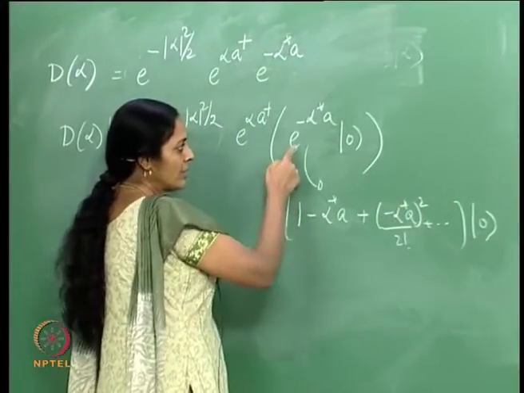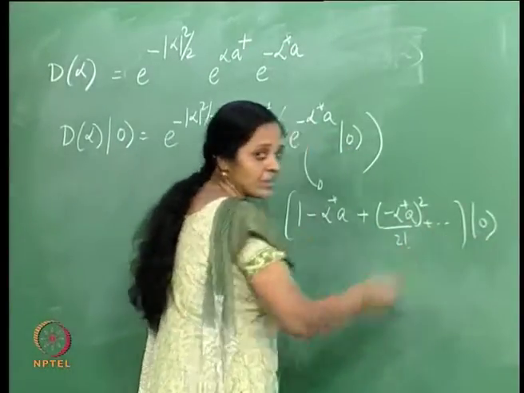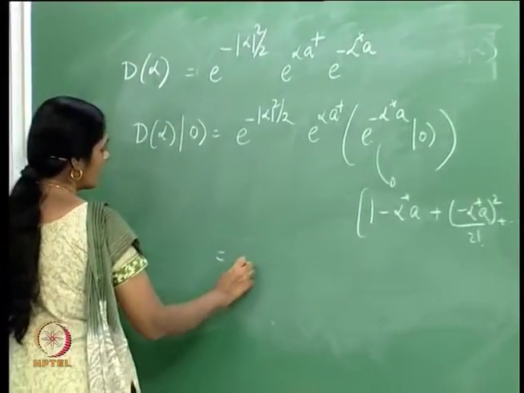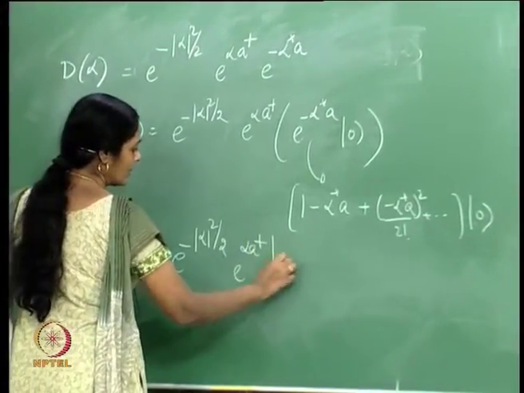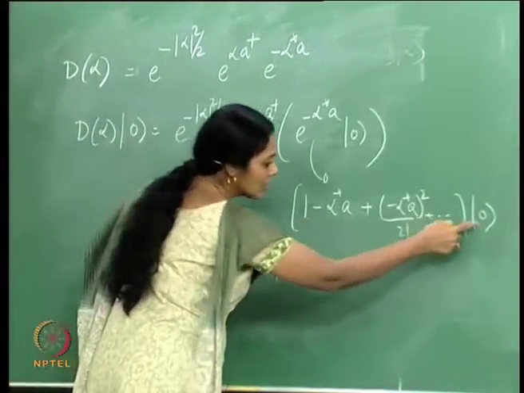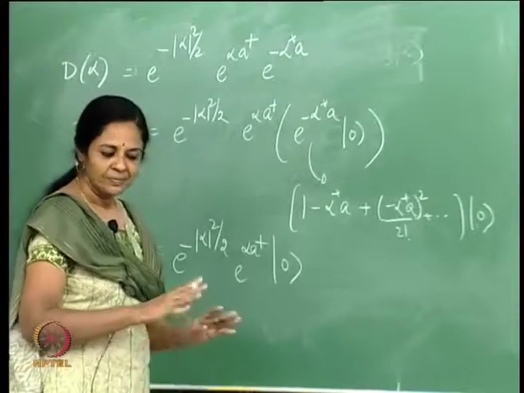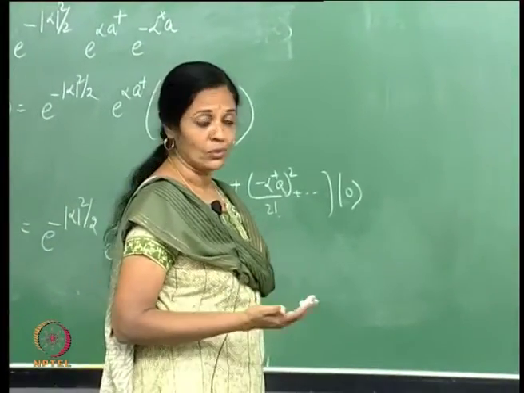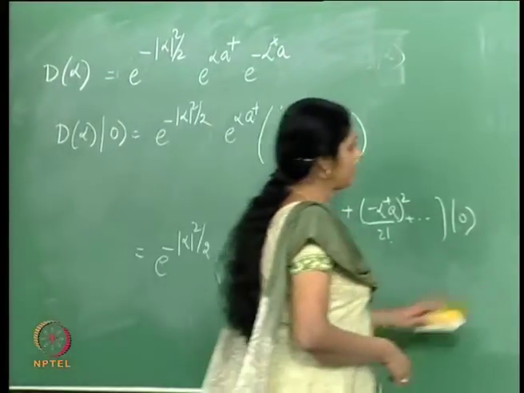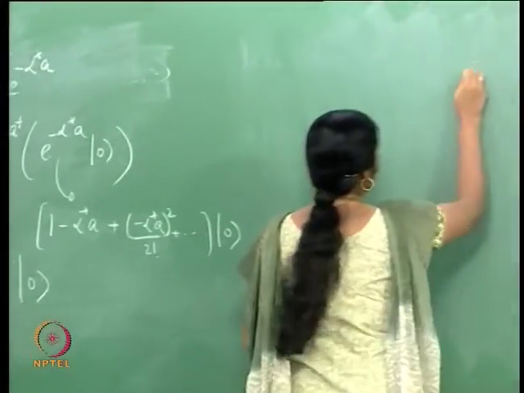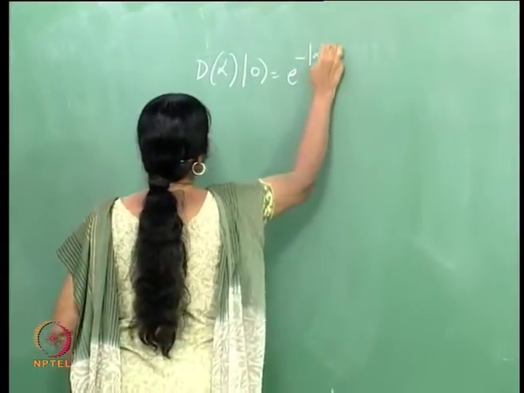What survives in e to the minus alpha star a acting on ket 0? Simply the leading term, the identity operator acting on ket 0. So, this object is e to the minus mod alpha squared by 2, e to the alpha a dagger, ket 0, because the identity operator alone gives me ket 0 and all other operators in that series act on ket 0 to give me 0, the number 0. Now, this object can be evaluated. So, D of alpha acting on ket 0 is e to the minus mod alpha squared by 2.